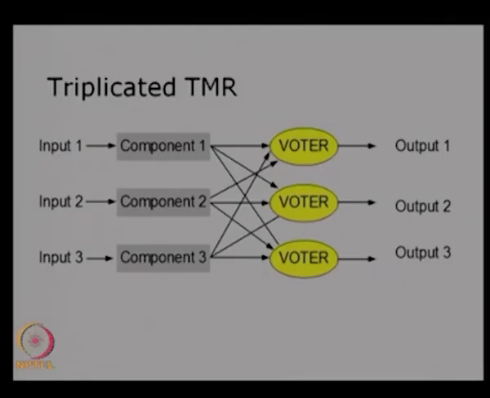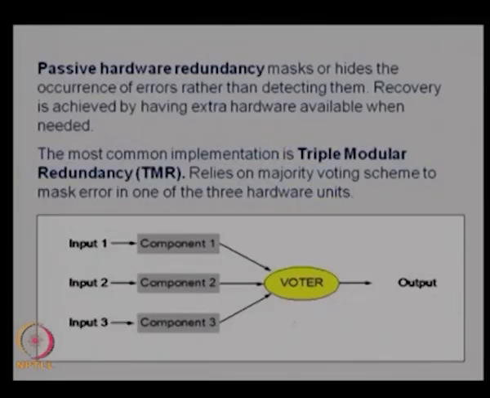Another problem with the TMR, as I mentioned, is that it can mask only a single error. So, if you want to mask more than one error, we need to increase the number of components. So, when we say triple modular redundancy, we are talking about 3 components and 1 voter. So, instead of triple, we can have n modular redundancy. In that case, if you have 5 modular redundancy, then we will be having 5 components here. So, it can mask 2 errors. Similarly, if you have 7, we can mask 3 errors, and so on.